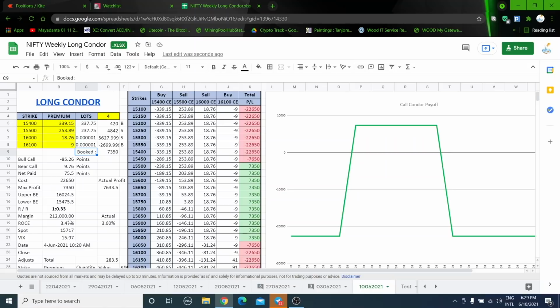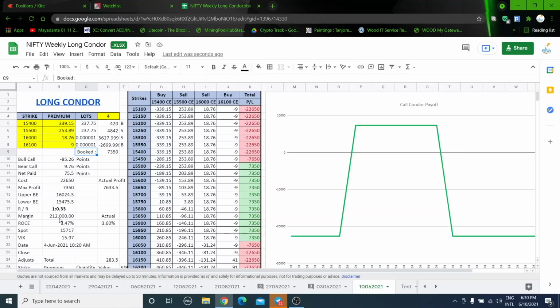So what we received in the Call Condor for this week is 3.5%. You can consider 3.47. It is about 3.5%, and this is on the margin block of 2,12,000 rupees. This is the initial margin block. So this margin base will change dynamically, but this is the initial margin block, and this is the money we need to keep as a minimum when we are doing the Call Condor.